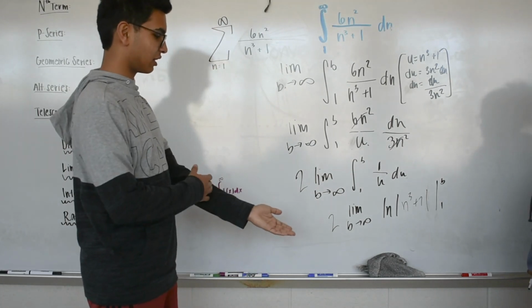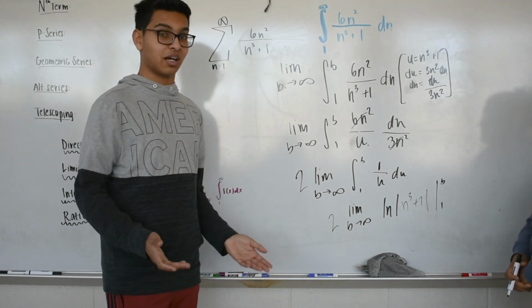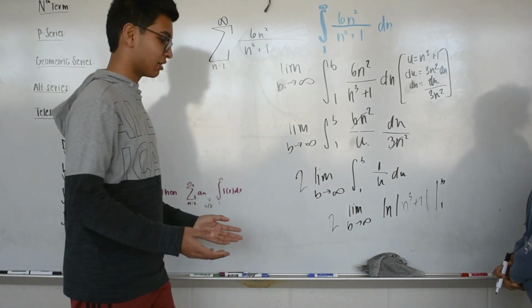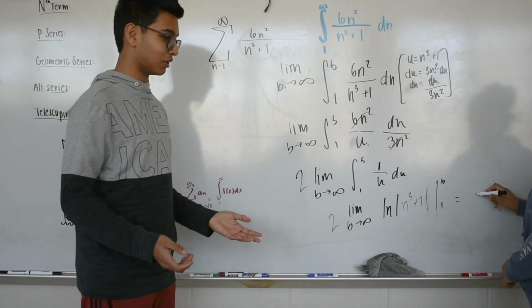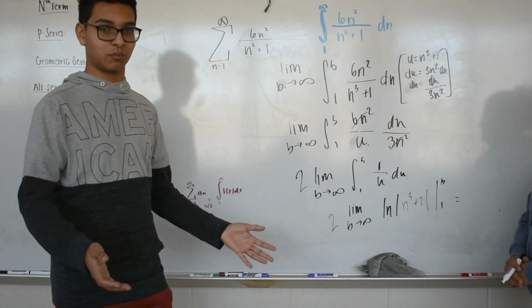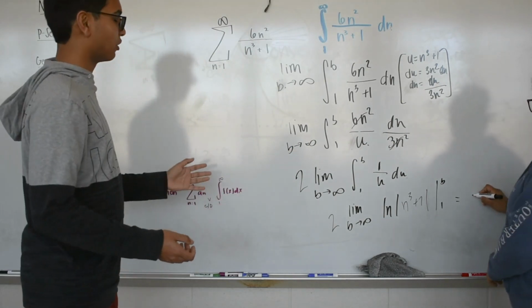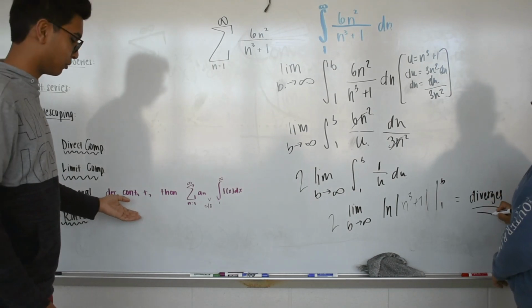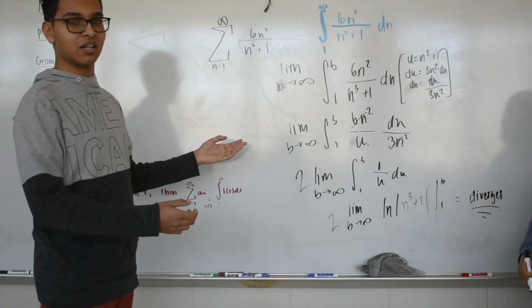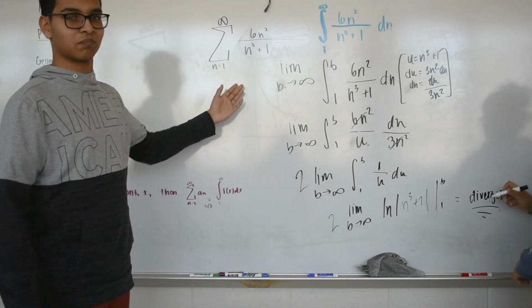So what is the natural log of infinity cubed plus 1? That's infinity, and that is not a value. So since we know that one of the values is going to be infinity, the integral is going to diverge. And since we know that this summation is decreasing, continuous, and positive, we can use the integral test to prove that it diverges.